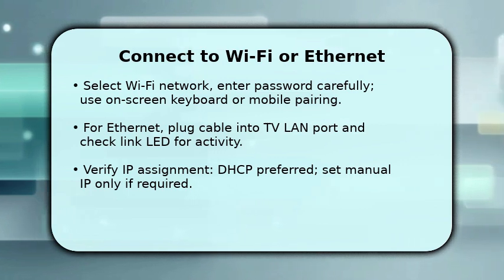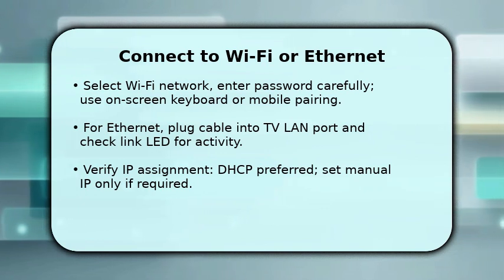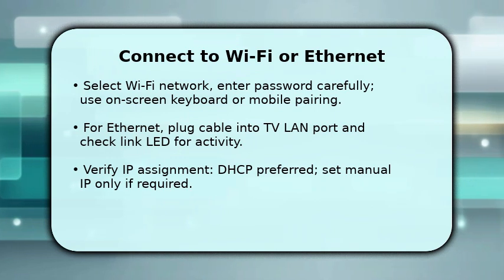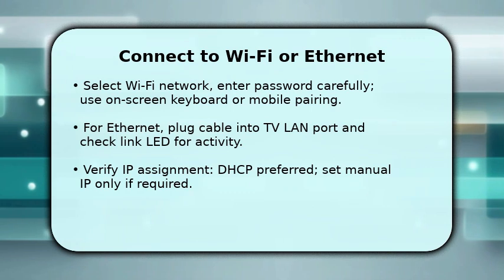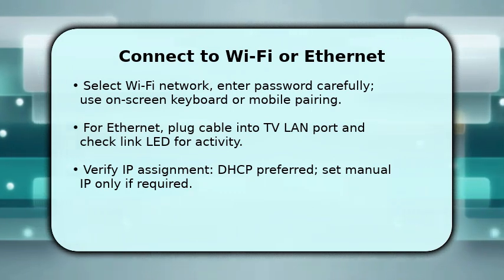Once connected, Android TV will request an IP via DHCP. This is automatic and usually correct. If you must use a static IP, enter gateway, DNS, and subnet values carefully. After address assignment, make sure you finish by confirming internet access.